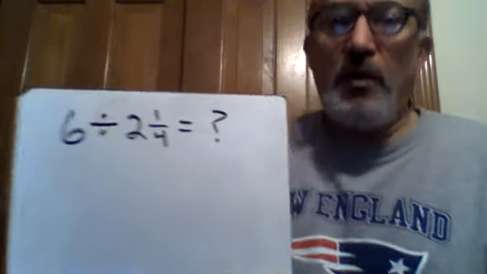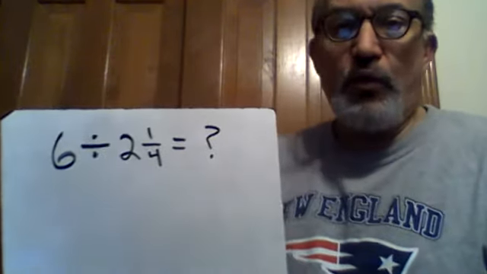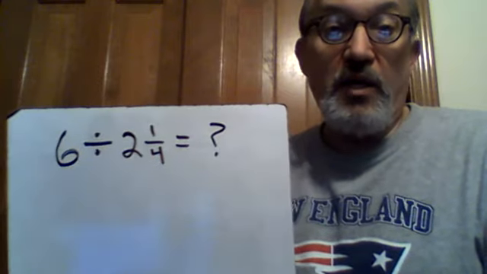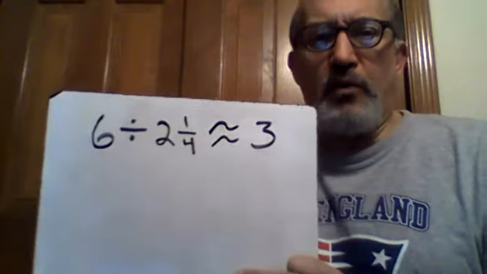First thing we want to say about 6 divided by 2 1/4 is we could estimate and predict that the answer has to be near 3. So what if we say squiggly equal sign, which means about equal to 3. But can we do better than that?